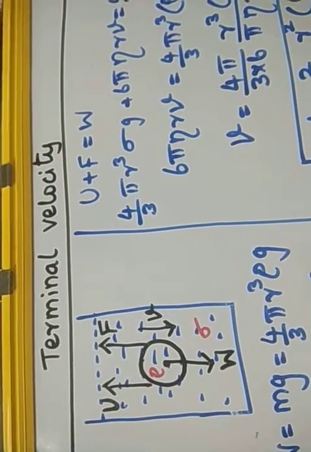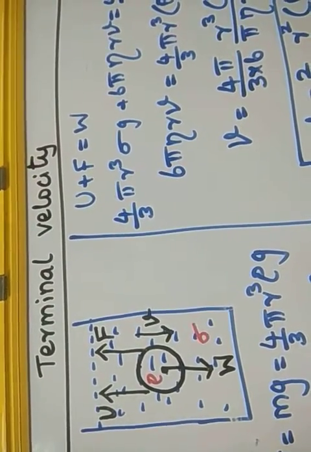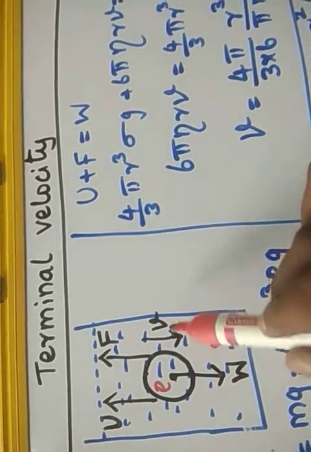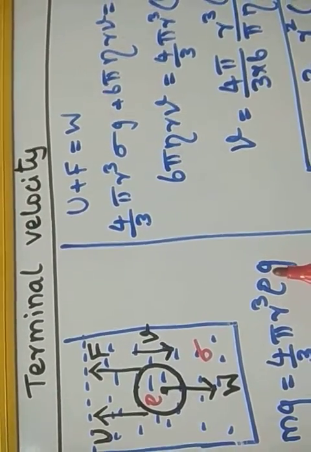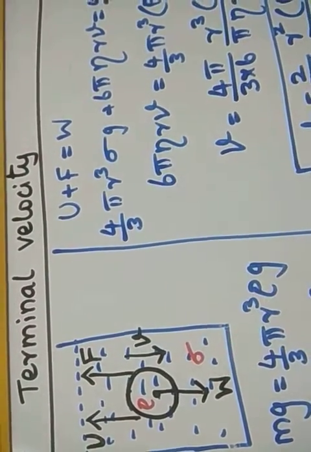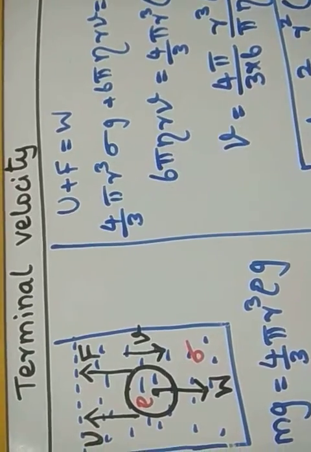Terminal velocity. So what is the terminal velocity? Very simple, students. The maximum constant velocity acquired by your body while falling through a viscous medium is called terminal velocity.